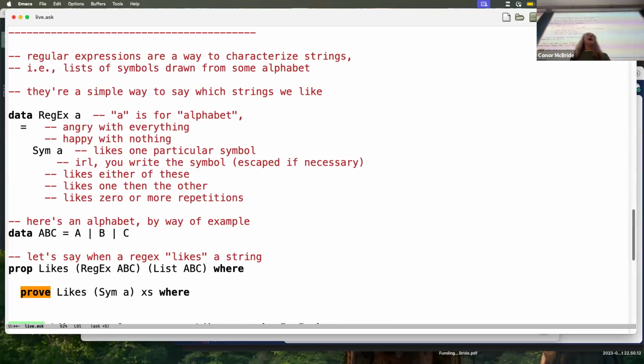When does sim A like a string xs? When we can prove that xs is equal to A cons nil. That's to say, the only string that sim A likes is the string that consists of exactly one A. You need to name this proof rule as well. I do, yes. I have to say, by exact, I think is what we decided to call it.